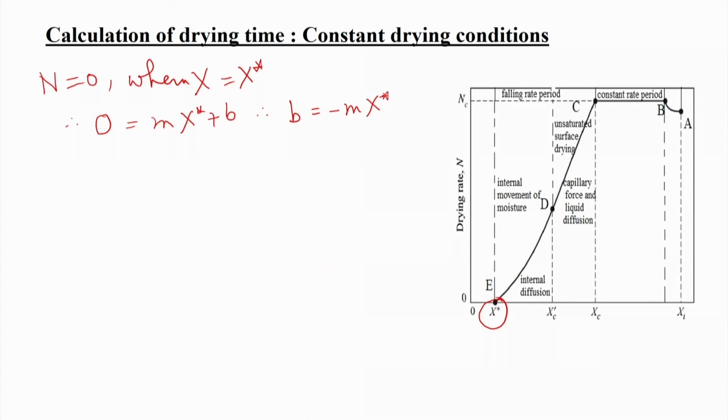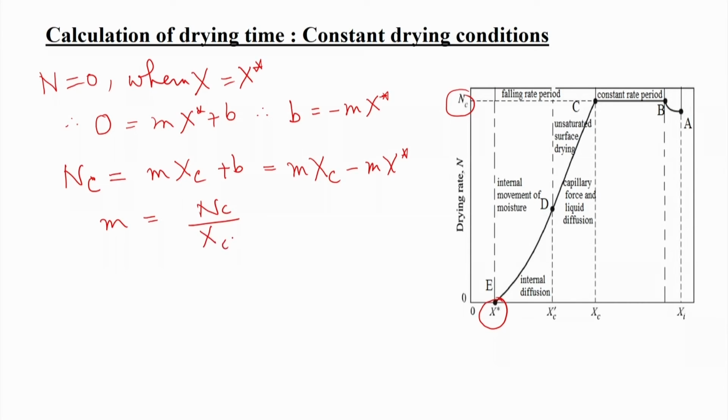Okay. And also we know that N_c, the critical or constant drying rate, is N_c = m·X_c + b. Then we can do one thing: in place of b we place −m·X*. So N_c = m·X_c − m·X*. Okay. So from here we can say m = N_c/(X_c − X*).